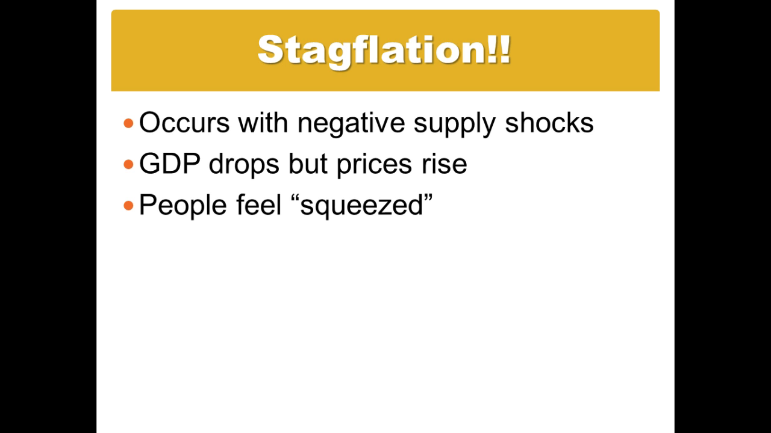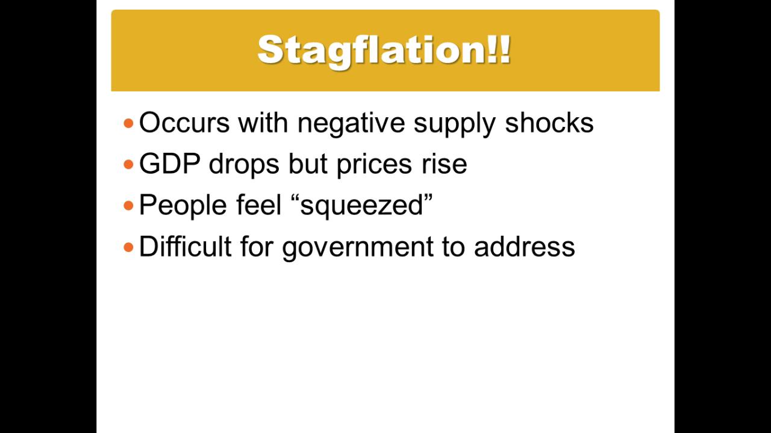So this is sort of like the worst case scenario for a government to try and deal with, because as we're going to see, if the government wants to increase aggregate demand to deal with the stagnant economy, it will drive up prices even higher. And if they want to deal with lowering prices, they're going to end up reducing GDP by even more than it already has. So stagflation is sort of a special case scenario, and we're going to deal more with that in our next lesson.